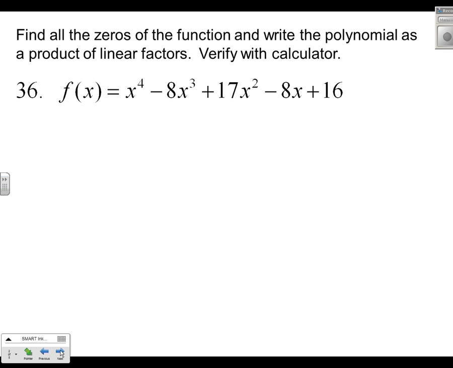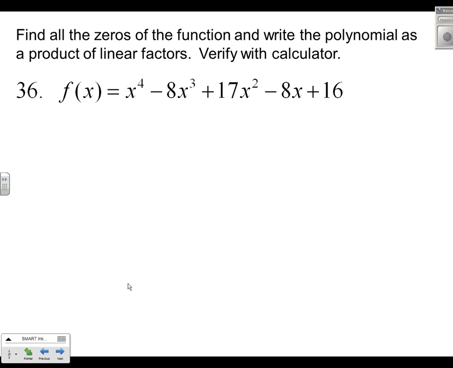Number 36. Find all zeros of the function and write the polynomial as a product of linear factors. Same type of problem again. Again, I'd love to factor this if I could. Nothing jumps out at me right here. So I could list all the factors of 16 and all the factors of 1 and start trying the rational zero test, start trying to synthetically divide those things.